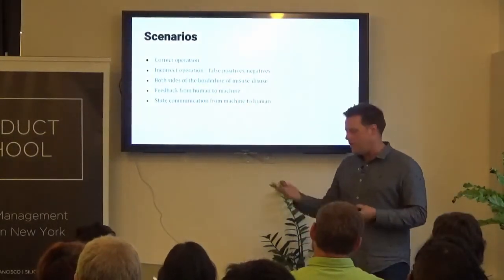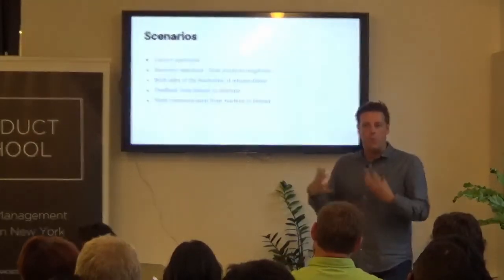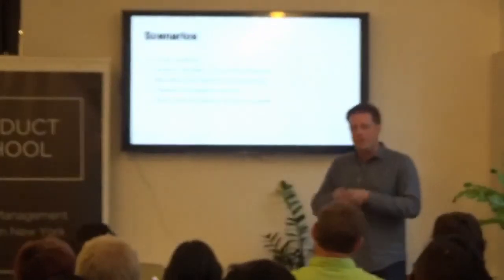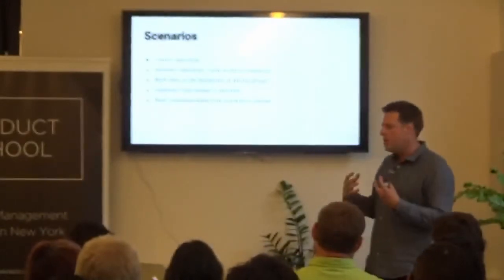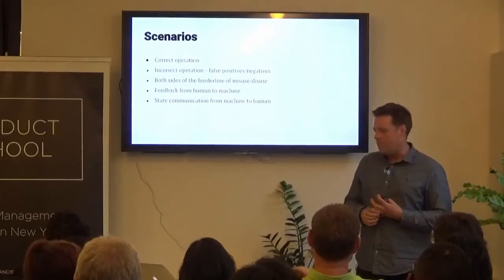And so in this case, the correct operation is just that the machine learning algorithm of the AI works the way it says it would. It seems seamless. It just works, right? But you should also be testing, like, what does it mean for incorrect operation?